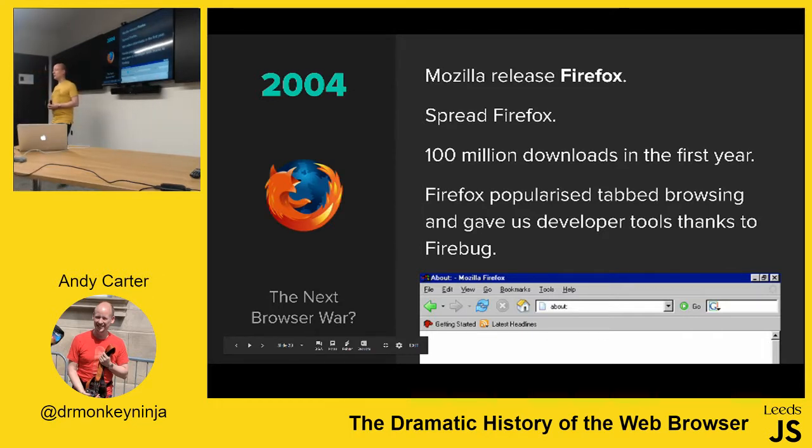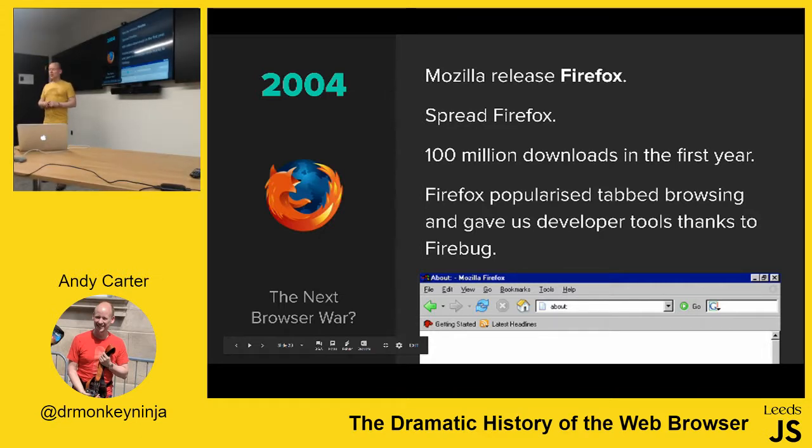Some people may remember that there was a release called Phoenix. Unfortunately, Phoenix Technologies in the States weren't very happy with them using their name, and so threatened a lawsuit, and so they quickly changed it, and so it became Firebird. Unfortunately, this name was also taken, this time by another open source project. So eventually they switched to Firefox, which they settled on because they liked it as being unique and quirky. And so we get Firefox in 2004.